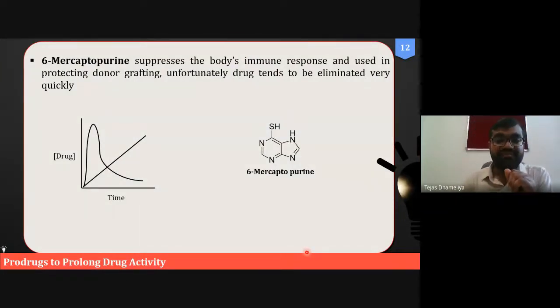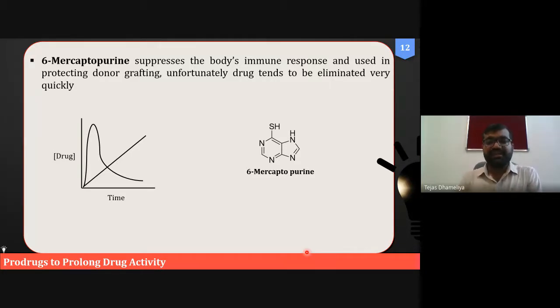6-mercaptopurine is one of the enzymes which is generally involved in the body's immune response, and that is used in donor grafting. Right? Science has advanced so much that people can be involved in so many organ transplantations, or some surgical conditions as well. So that way 6-mercaptopurine is used.